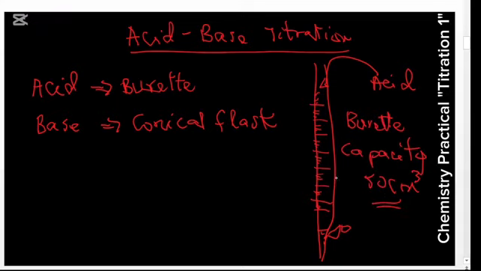Okay. So it begins from 0 and ends at 50. It does not have more than 50 capacity. And it is calibrated in 0.1 ml. So meaning that each of the calibration is 0.1. So you have 0.1, 0.2, 0.3, and so on and so forth. Okay, so that's where it is measured. So that is simply our burette where we put the acid.